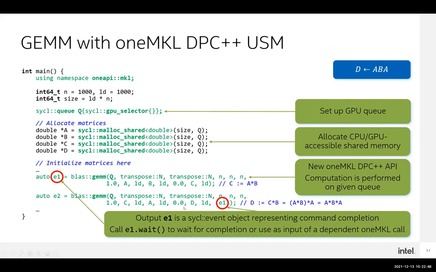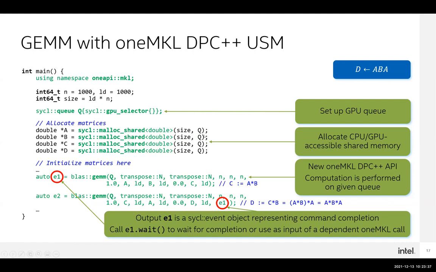The second example is similar, but it uses the oneMKL DPC++ interface, this time with unified shared memory. And again, we calculate the same product A times B times A. And once more, we define the matrix sizes, but this time we also set up a GPU queue denoted by the capital letter Q. And we allocate space for the matrices A, B, C, and D using the malloc_shared call this time. The CPU and GPU accessible unified shared memory is allocated using this function, and its first parameter is the required size, and the second parameter is the queue we set up earlier.